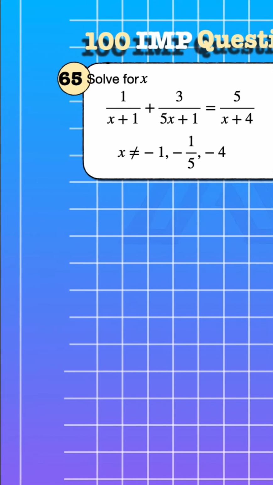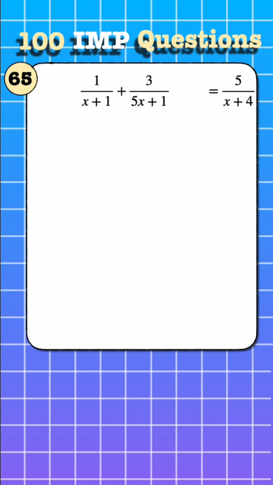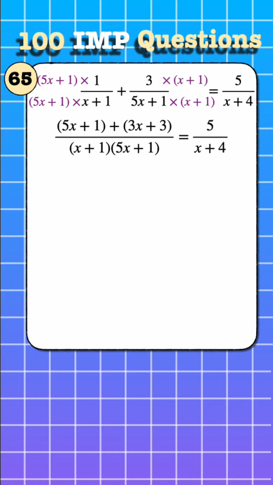Okay, let's start. So first of all, to make the denominator equal, we will multiply the first term 1 upon x plus 1 with 5x plus 1 in the numerator and denominator, and 3 upon 5x plus 1 with x plus 1 in the numerator and denominator. So we will get in the numerator 5x plus 1 plus 3x plus 3, and in denominator 5x plus 1 into x plus 1 equal to 5 upon x plus 4.